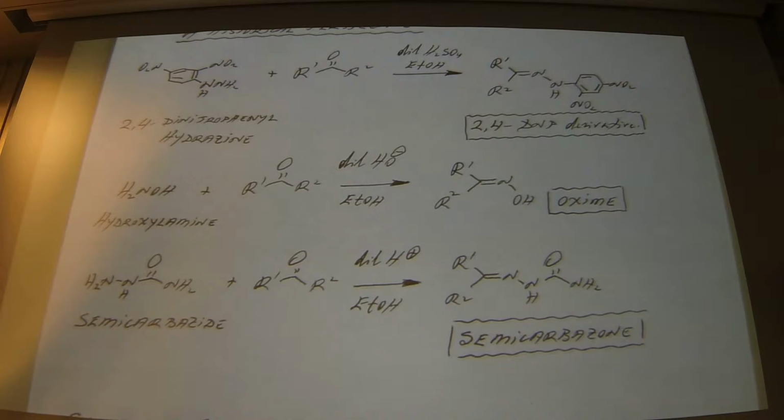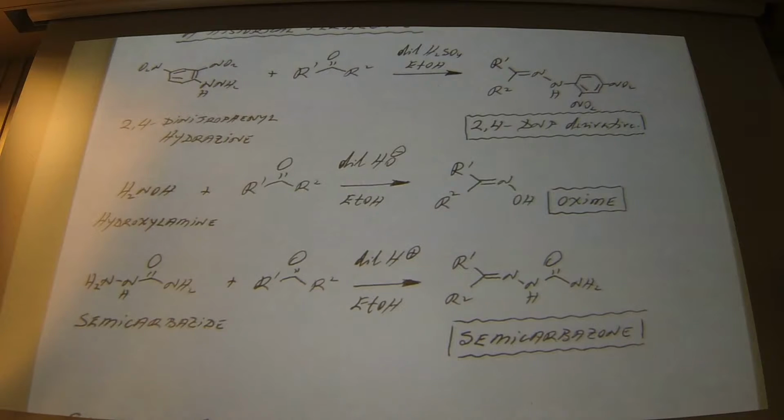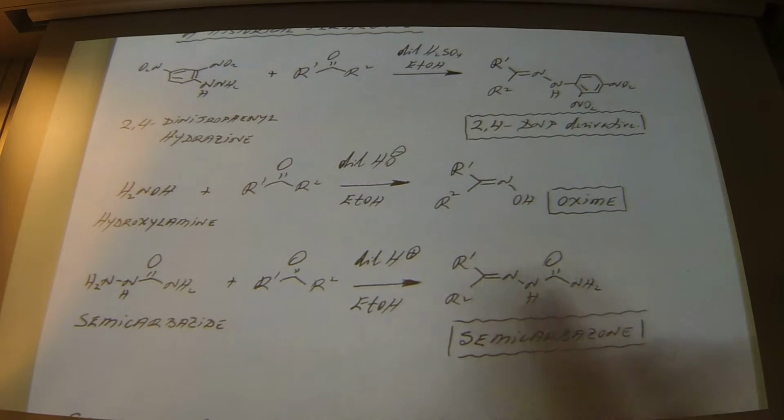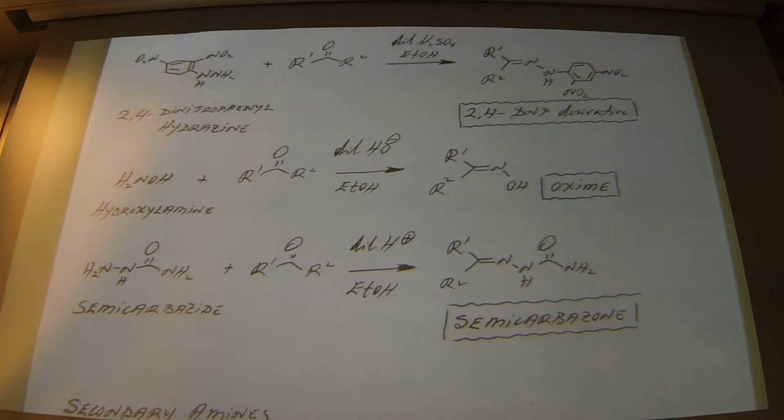IR and NMR. The mechanisms for formation are pretty much the same ones that I showed you for the imine. So you can figure out how that works. Here, notice that dilute hydroxide can work too, and your book explains why that is.